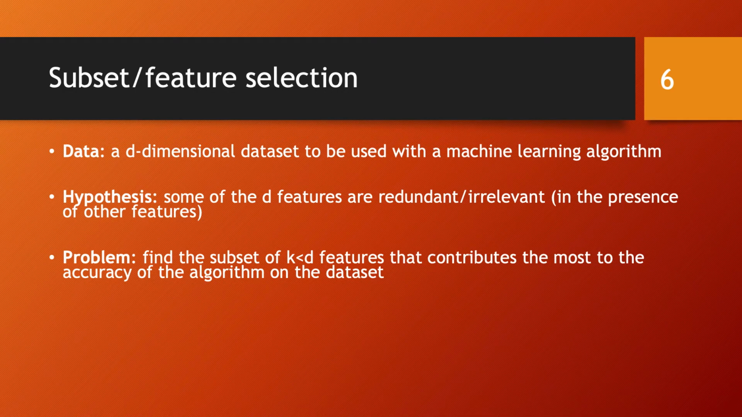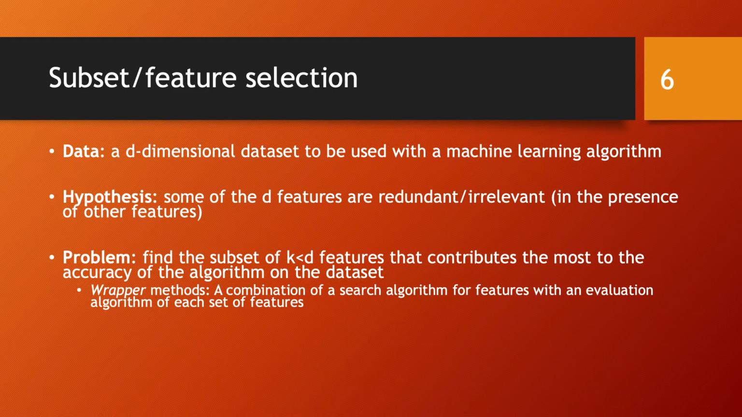And so the problem is going to be to find a subset of k smaller than the original d features that contributes the most to the accuracy of the machine learning algorithm we are investigating on that particular data set.